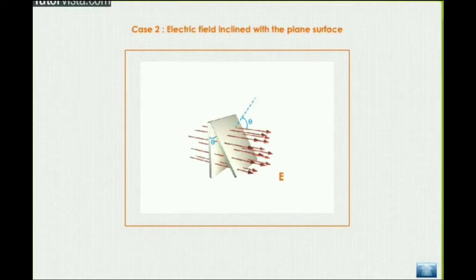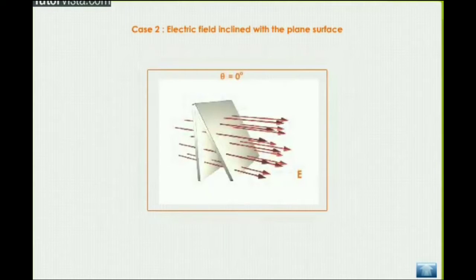Next, second one, electric field inclined with plane surface, with angle theta. Surface area and electric field lines, the angle between them is theta. Phi is equal to E cos theta S, based on the component of vector. So finally phi is equal to E bar dot S bar, based on the dot product.